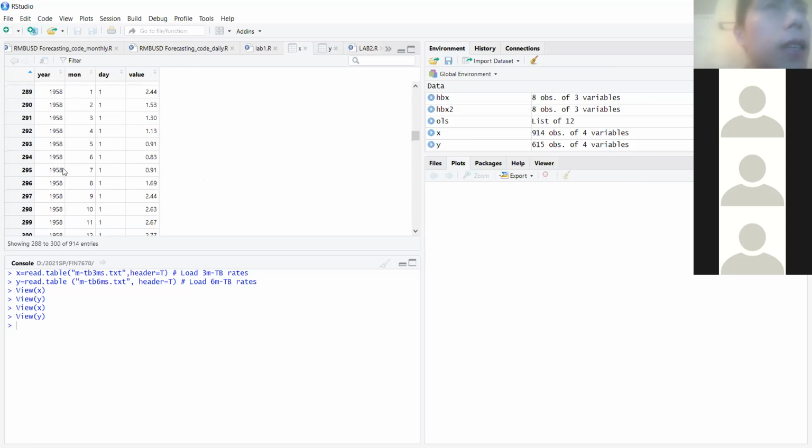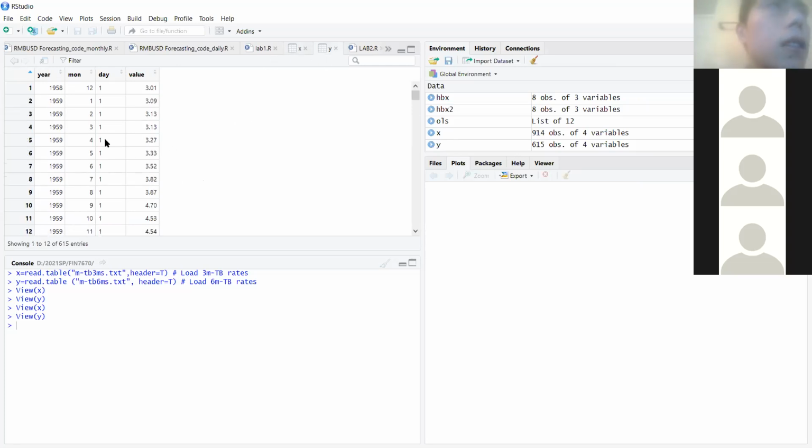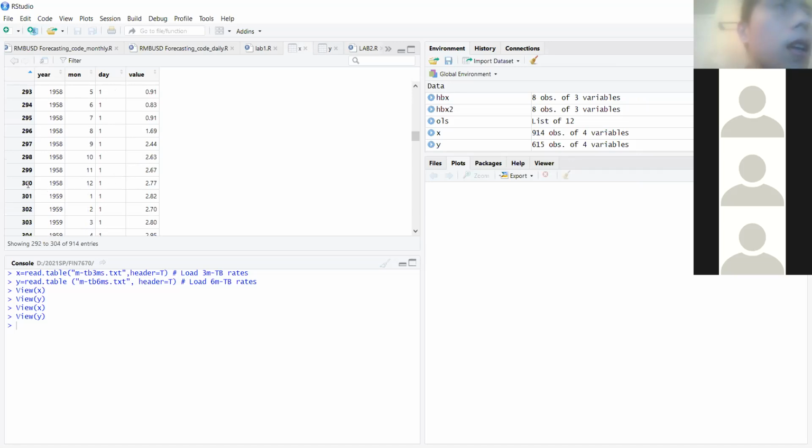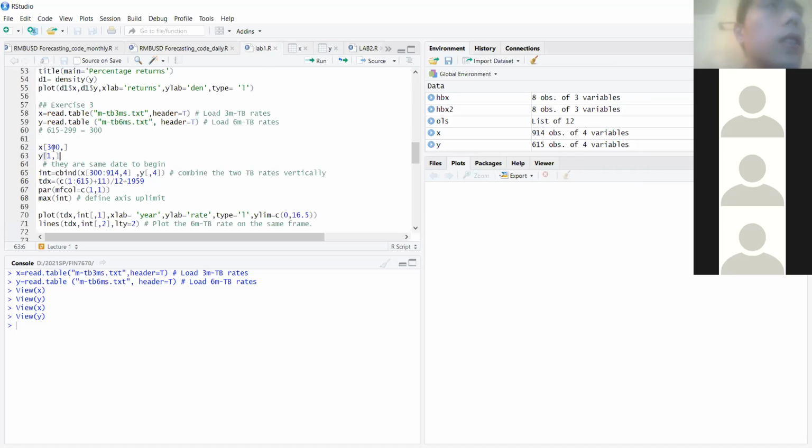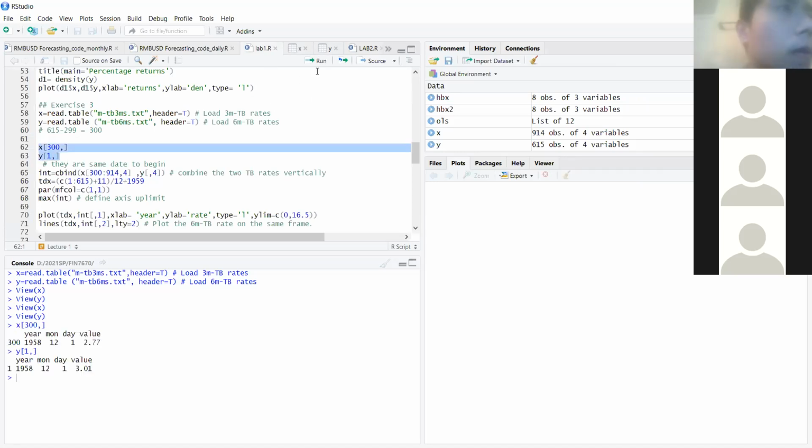It's here, right? It's kind of like here. 1958, right? So let's start 1958, December 1st. So in X, it corresponds to line 300, right? It's starting from 300 and then will merge with the other data. It's kind of the basic idea. Now I look into the data to find out if they're the same. Okay, they're exactly the same, 1958, December, day one. So we can start from the same date, right?